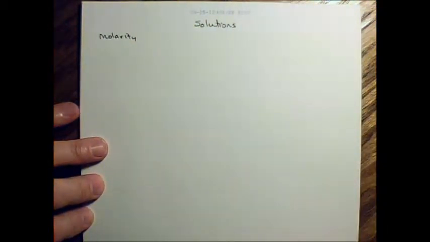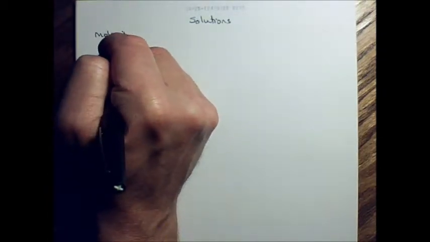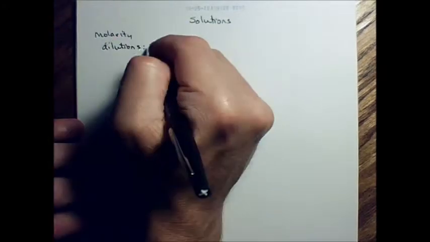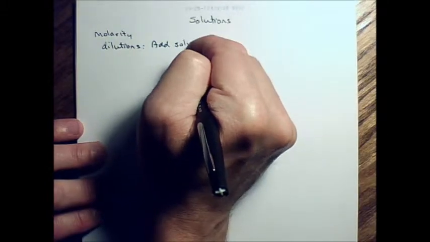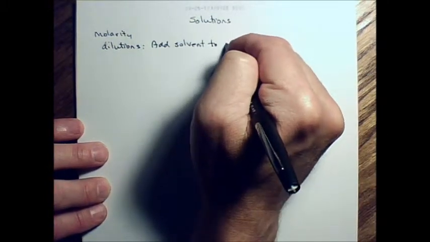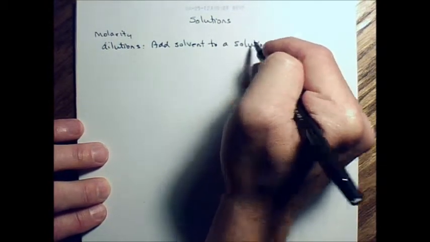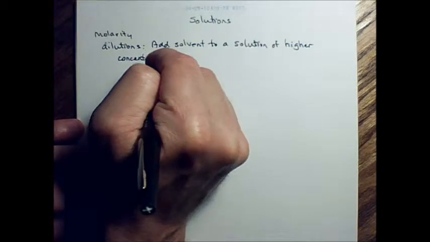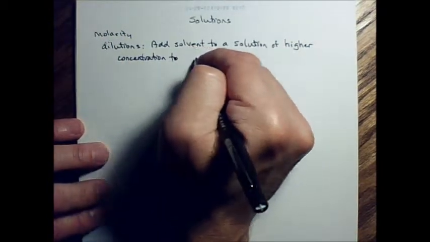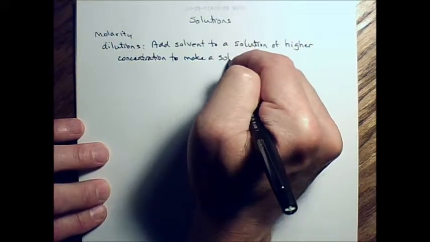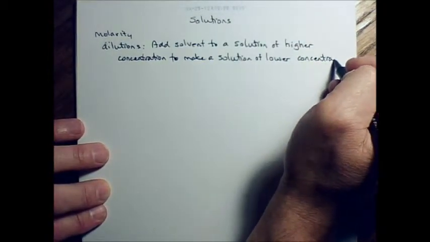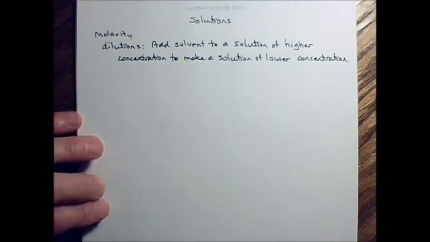All right, so we're dealing with solutions still. We're talking about molarity. Today we're going to discuss a look at the math involved in dilutions. Okay? So what does dilution mean? It means you add solvent to a solution of higher concentration to make a solution of lower concentration. Okay, that's what it means to dilute something.